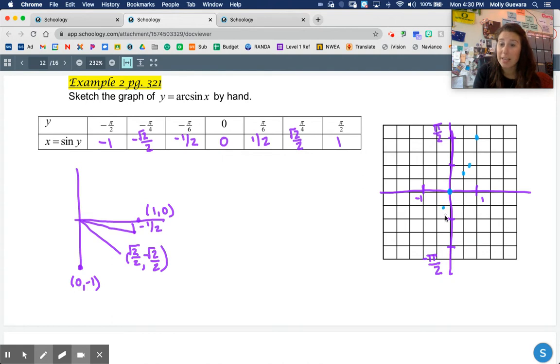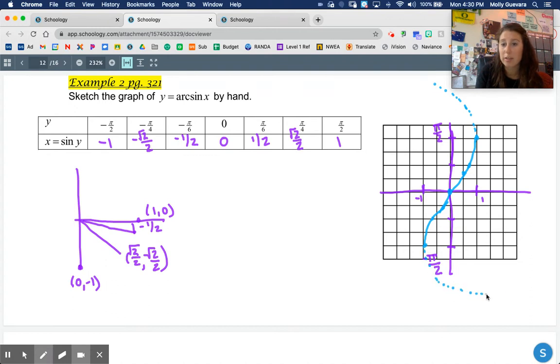So, negative pi over 6, right? At negative 0.7-ish is negative pi over 4. And then at negative 1 is negative pi over 2. So when I go to connect this, what we actually see is half of a sine wave, right? So then it just continues here.